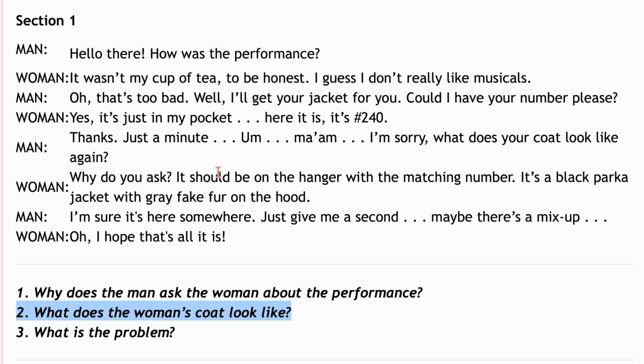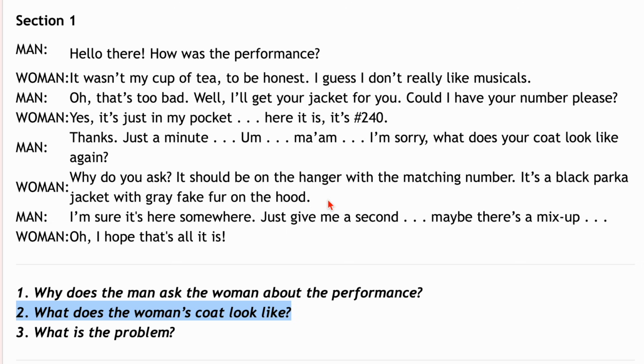Thanks. Just a minute. Ma'am, I'm sorry. What does your coat look like again? Why do you ask? It should be on the hanger with the matching number. It's a black parka jacket with gray fake fur on the hood.